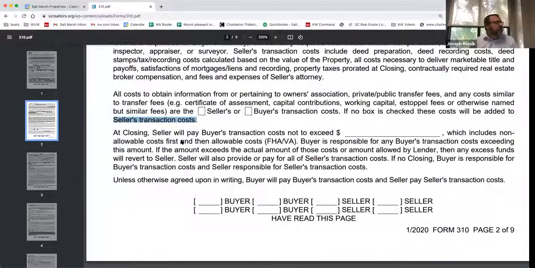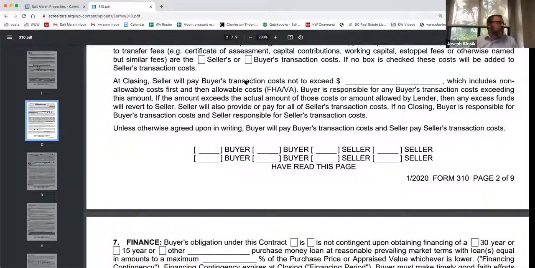Jumping back into it, this is also where the seller will agree to contribute to the buyer's closing costs. Seller will pay buyer's transaction costs not to exceed blank amount, which is a dollar figure. It is no longer a percentage. I have been asked if we can change this to a percentage to fill in the blank versus a dollar amount. It's yes, and make sure you communicate it at a very high level.